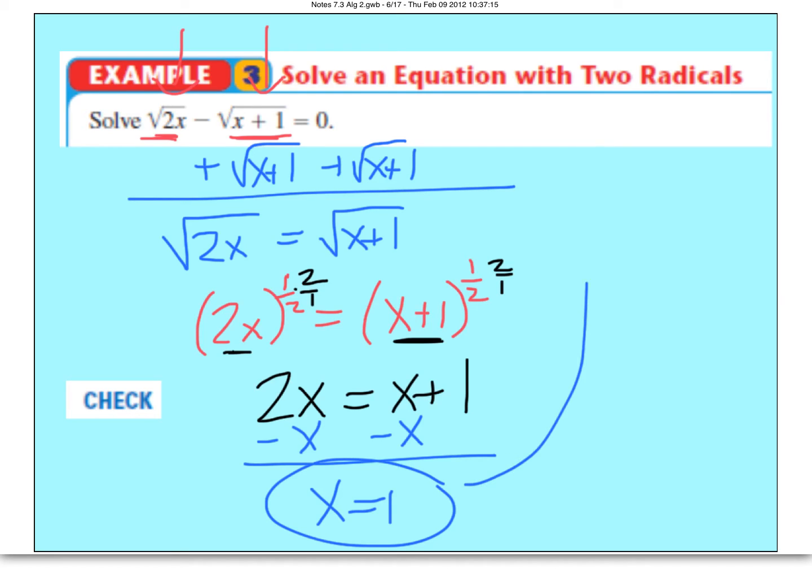If I do put 1 back into the equation, into here and here, I'd see what I would get. I would get the square root of 2 minus the square root of 2 equals 0, which is a true statement, and we are done.